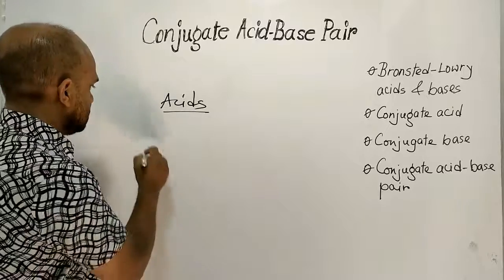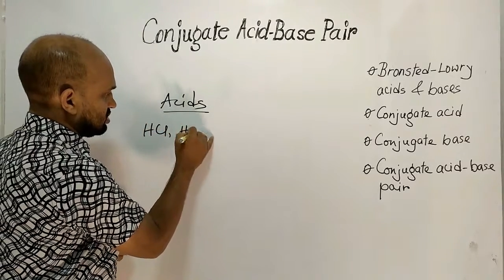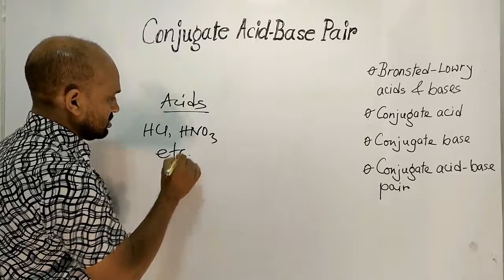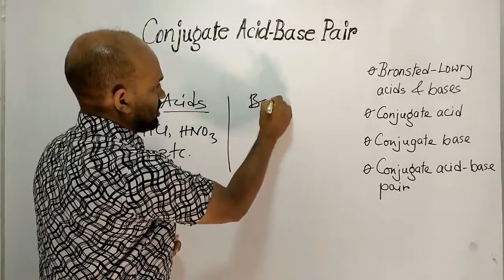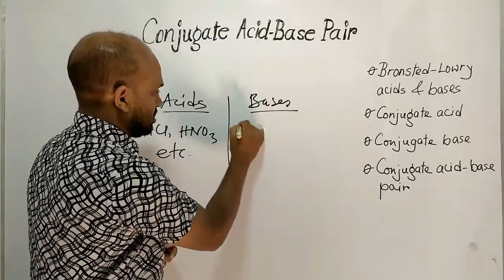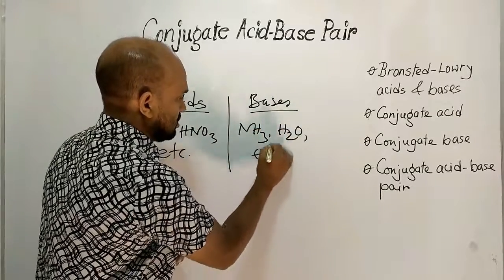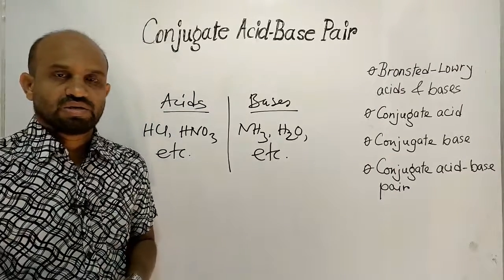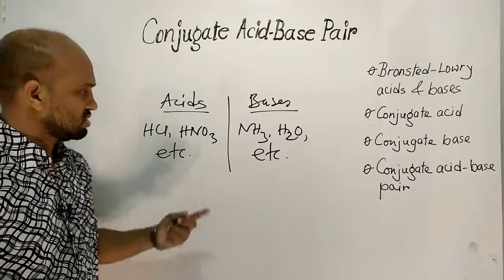Bronsted-Lowry acids are hydrochloric acid, nitric acid, etc. And Bronsted-Lowry bases are ammonia, water, etc. Now let's see the definition of Bronsted-Lowry acids and bases.